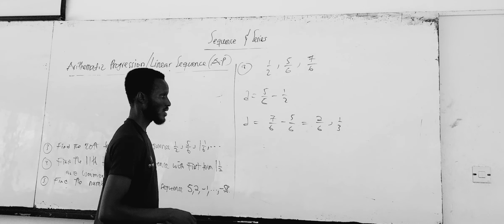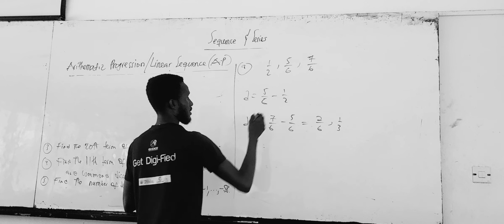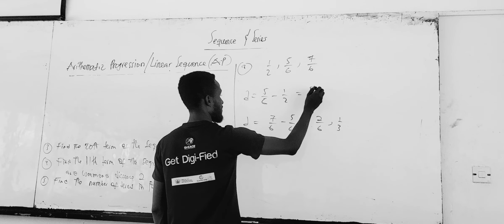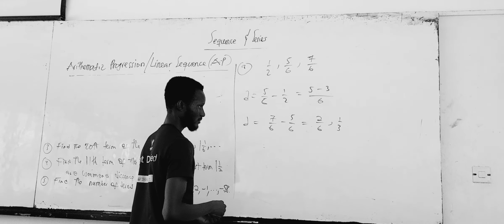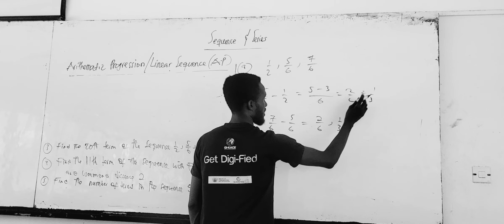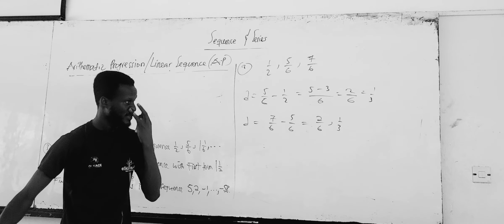This one will give us 2 out of 6, which is 1 out of 3. So let's see, we can get 1 out of 6 here. Now this one will give us what? 5 minus 3, now divided by 6, which is the same as 2 out of 6, 1 out of 3. So the same thing. We are getting the same thing.